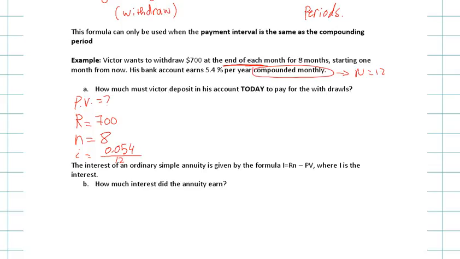So I have to use the formula PV equals R times 1 minus 1 plus i to the power of negative n, over i. It's very important that you have the right formula. Make sure when you're putting this in the calculator, can you guys give me what's 0.054 divided by 12? 0.0045.